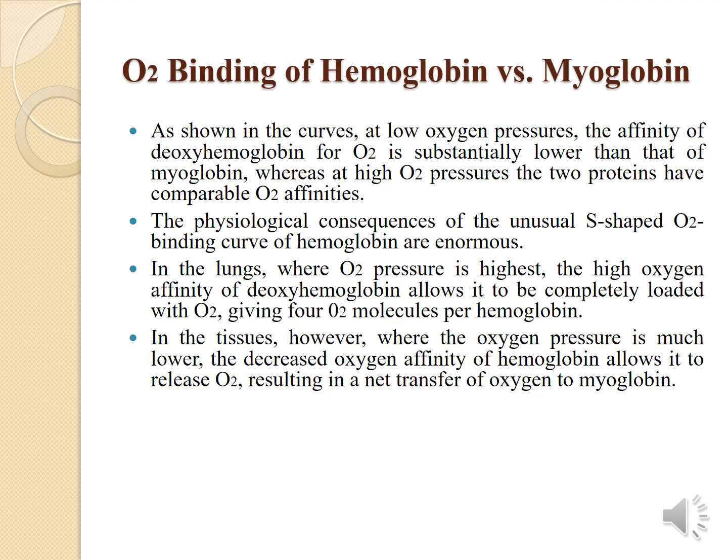The physiological consequence of the unusual sigmoid, that is S-shaped, oxygen binding curve of hemoglobin is enormous. In the lungs, where O2 pressure is highest, the high oxygen affinity of deoxyhemoglobin allows it to be completely loaded with O2, giving 4 oxygen molecules per hemoglobin. In the tissues, however, where the oxygen pressure is much lower, the decreased oxygen affinity of hemoglobin allows it to release oxygen, resulting in a net transfer of oxygen to myoglobin.